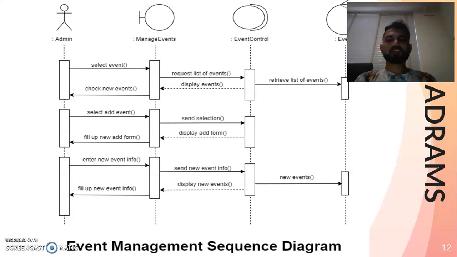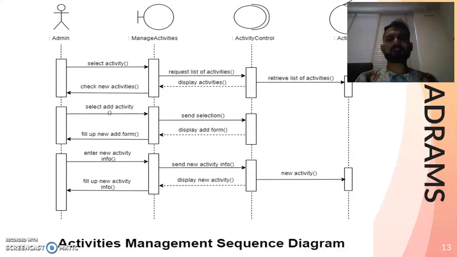Next, the event management sequence diagram, which is for the main admin panel, is the same as the register one. Admin can change the events list. So admin can add the events and remove the events. This is the sequence diagram for the event management. Likewise, this is the activity management sequence diagram for the admin.